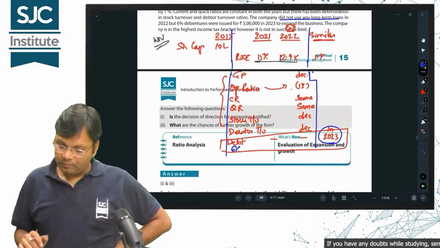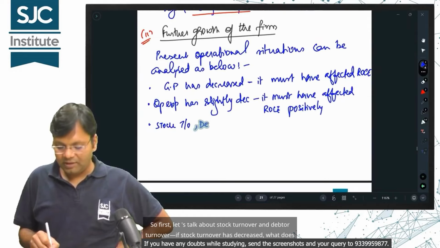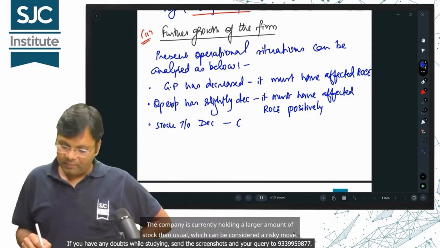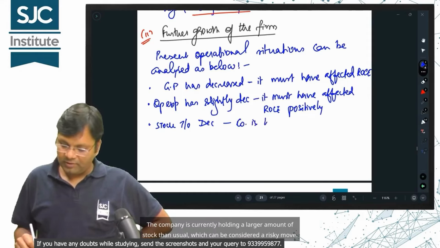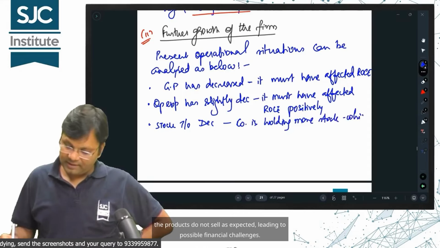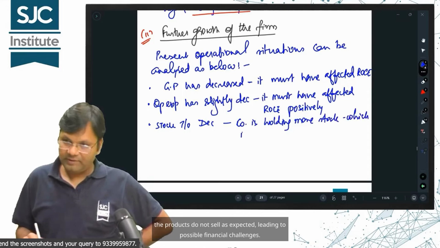Then, looking at the current ratio and quick ratio, the stock turnover and debtor turnover have decreased. So first, let's talk about stock turnover and debtor turnover. If stock turnover has decreased, what does that mean? The company is currently holding a larger amount of stock than usual, which can be considered a risky move. This is because having more inventory on hand increases the potential for losses if the market changes or if the products do not sell as expected, leading to possible financial challenges.